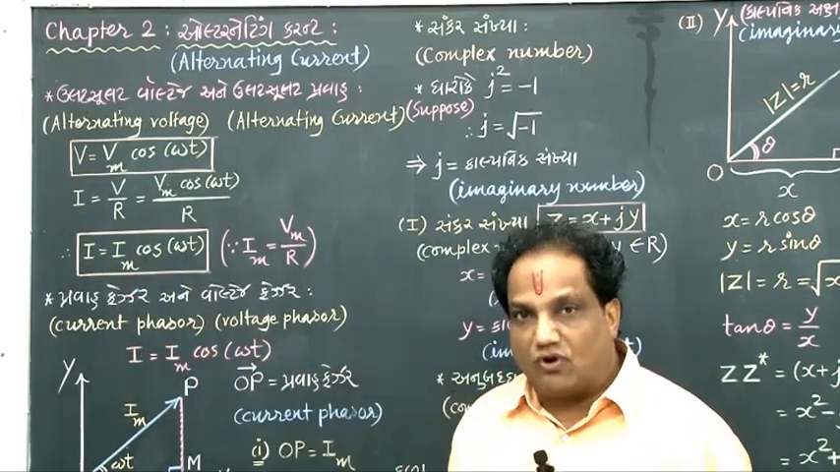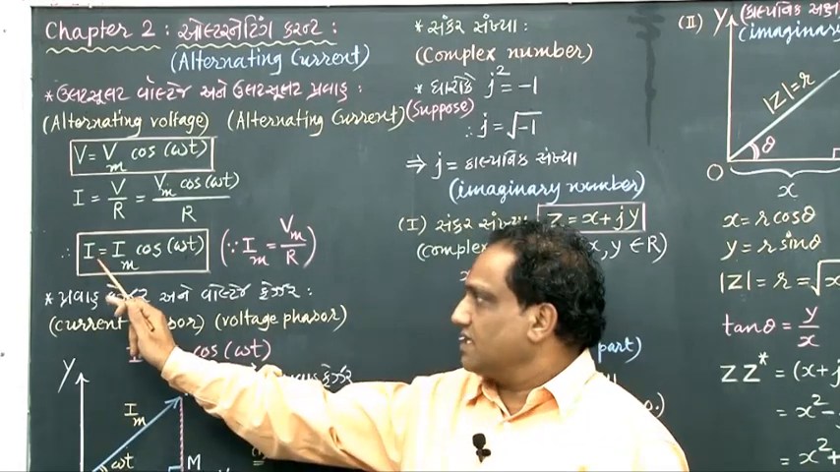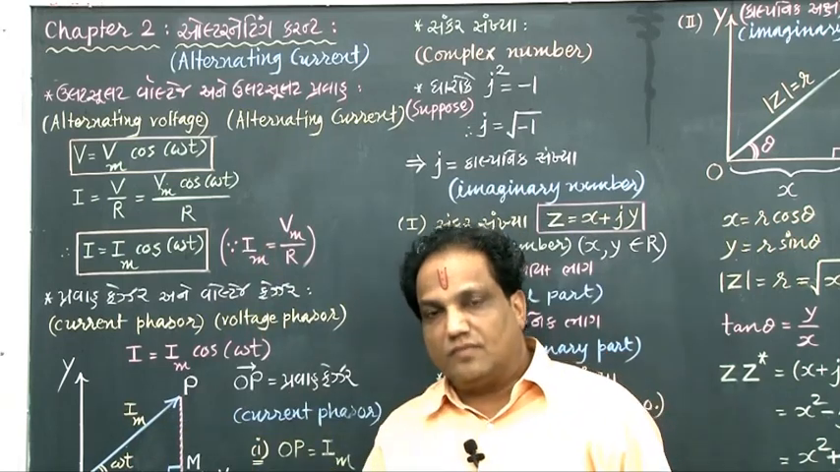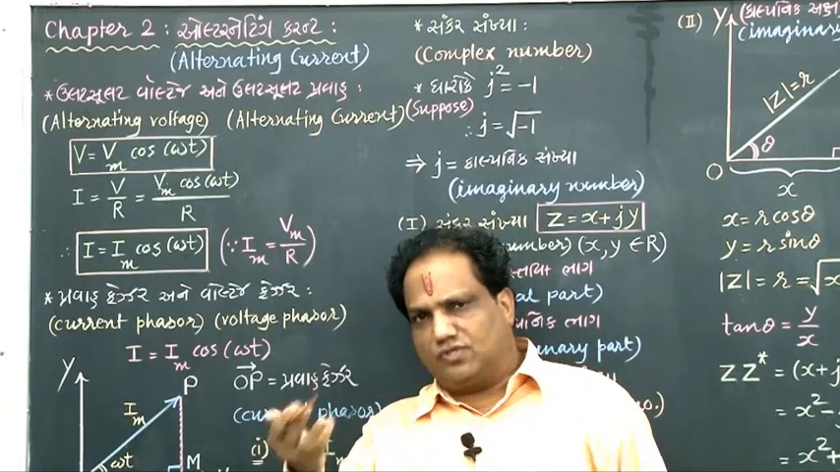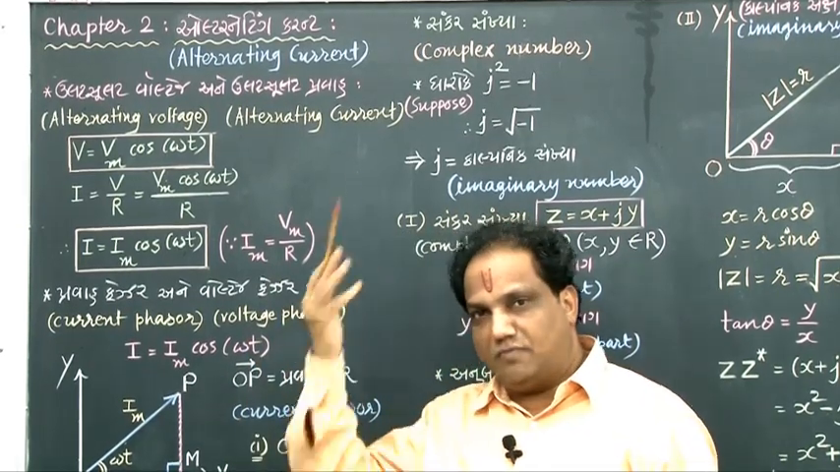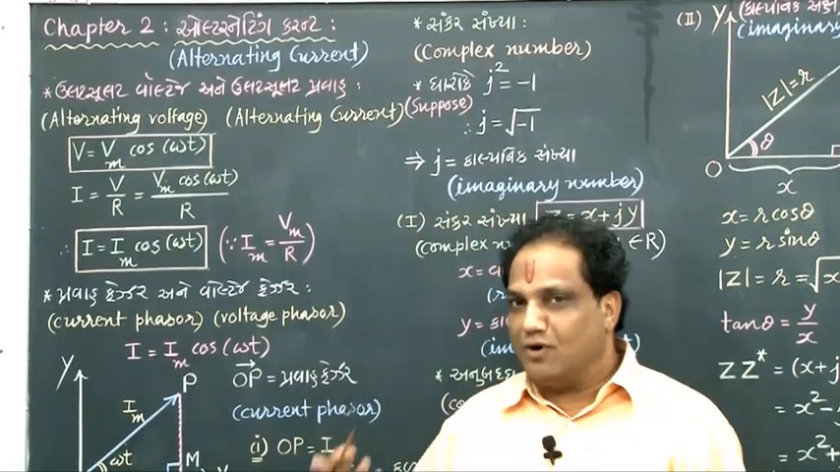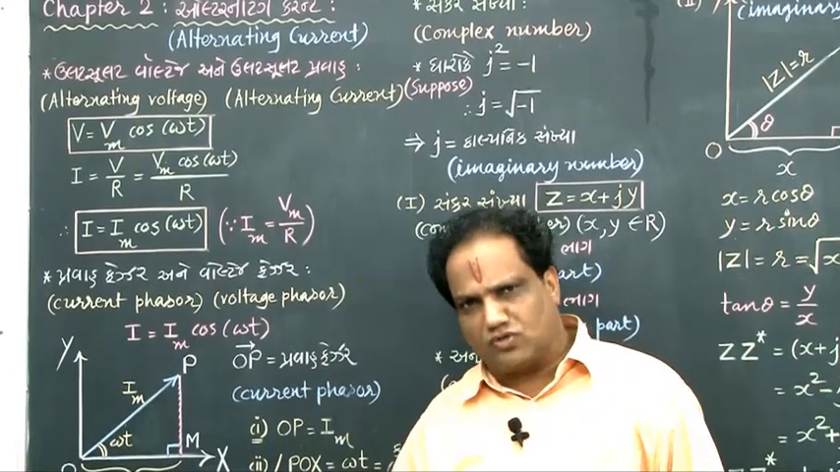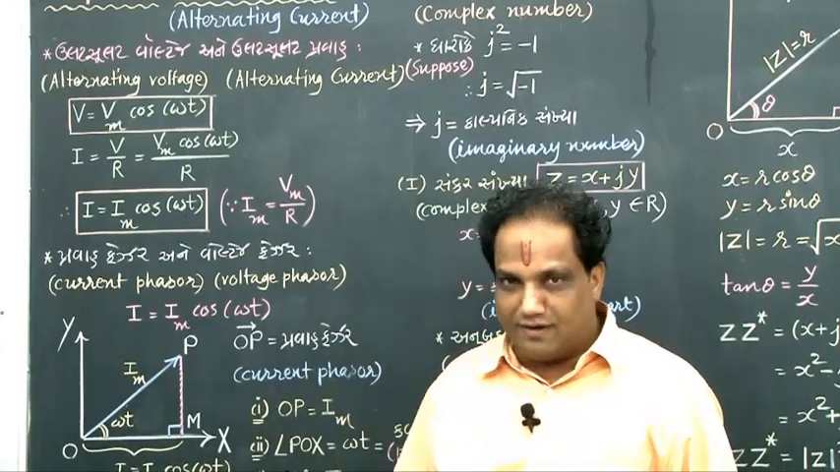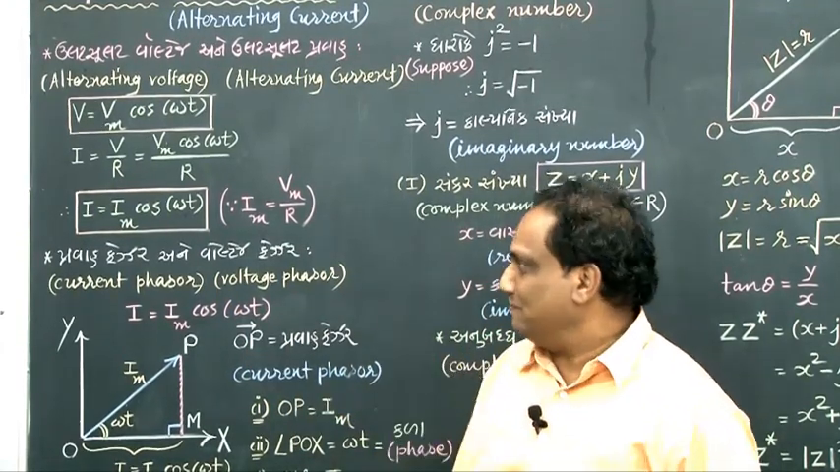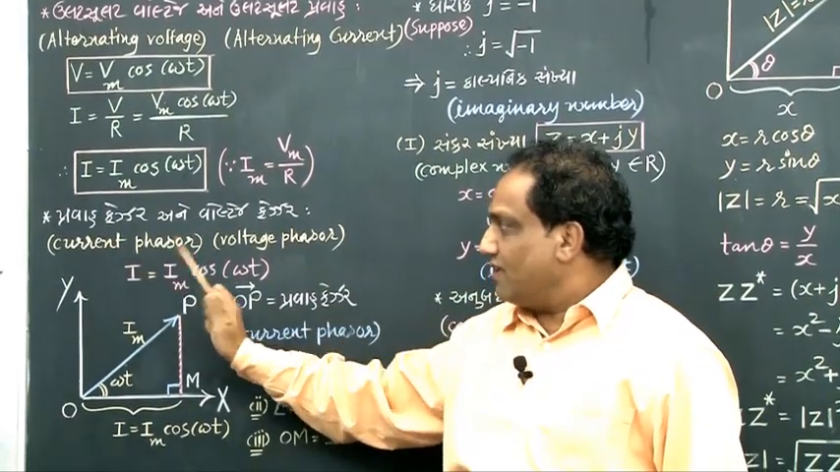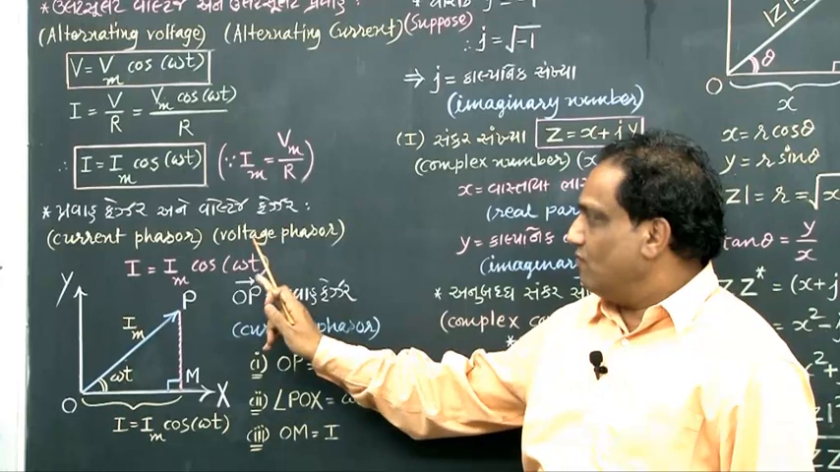So what is the formula for alternating current? In this case, it is I equals to Im cos of omega t. If V equals to Vm cos omega t, then I also equals Im cos omega t. Remember? Fine. Now tell me, what do you mean by current phasor and what do you mean by voltage phasor?